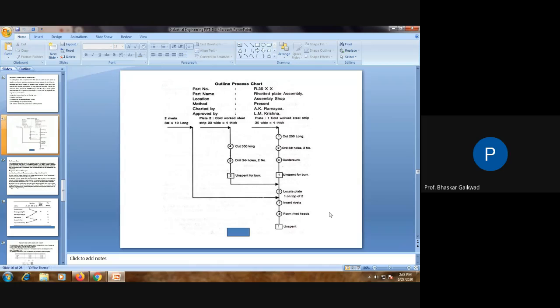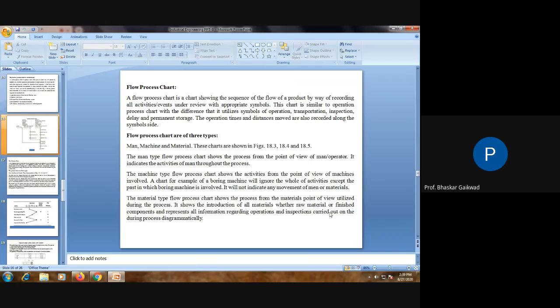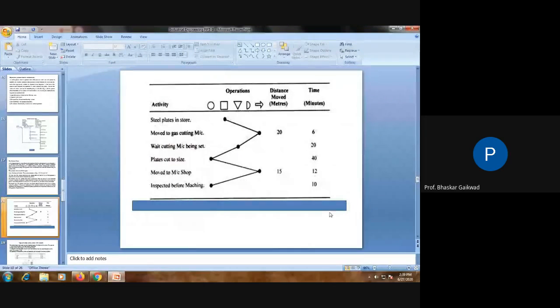So this is the simple process chart, and after that we have the flow process charts, meaning how materials can flow from the starting point to the finish point. So here is the chart. Steel plates in stores, we have to get them, move to a certain position, that is the transportation, wait for certain times. After that we do the operations, move to the shop floors and inspections. So like this, for any operations, we have to make these flow process charts.